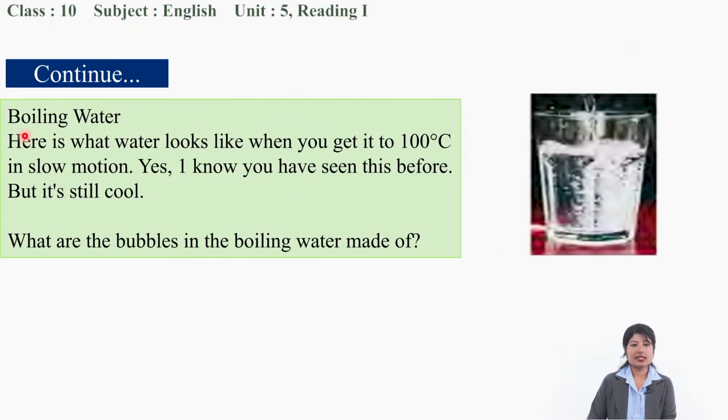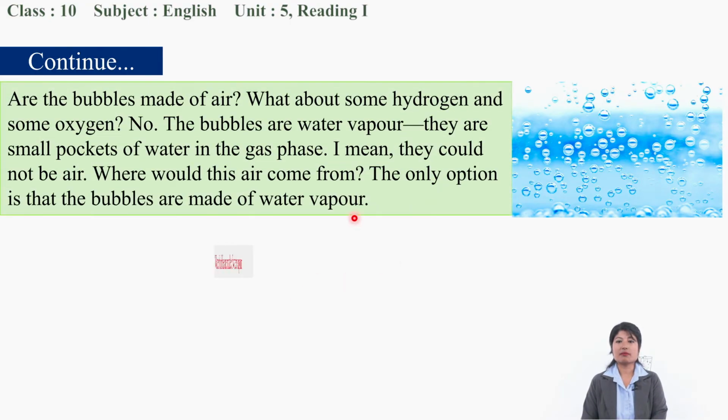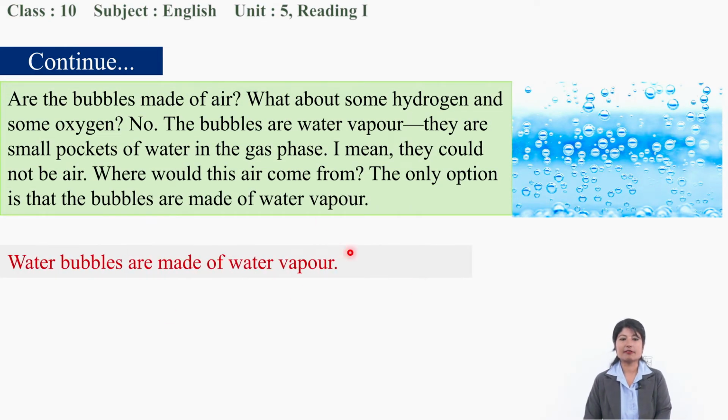Then, okay, look at this boiling water. Here is what water looks like when you get it to 100 degrees Celsius, in slow motion. I think you have seen this before, but it's still cool. What are the bubbles in the boiling water made of? Let's talk about it. These kinds of bubbles are formed when we heat water, right? When water boils, are the bubbles made of air?